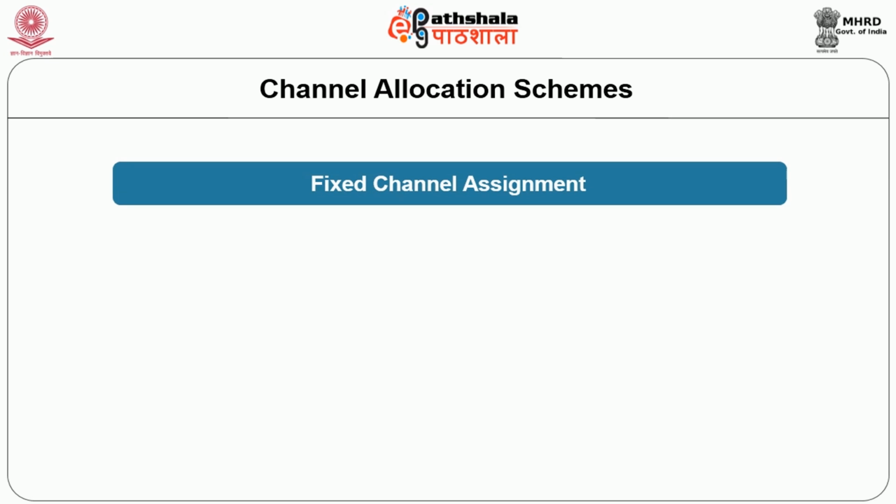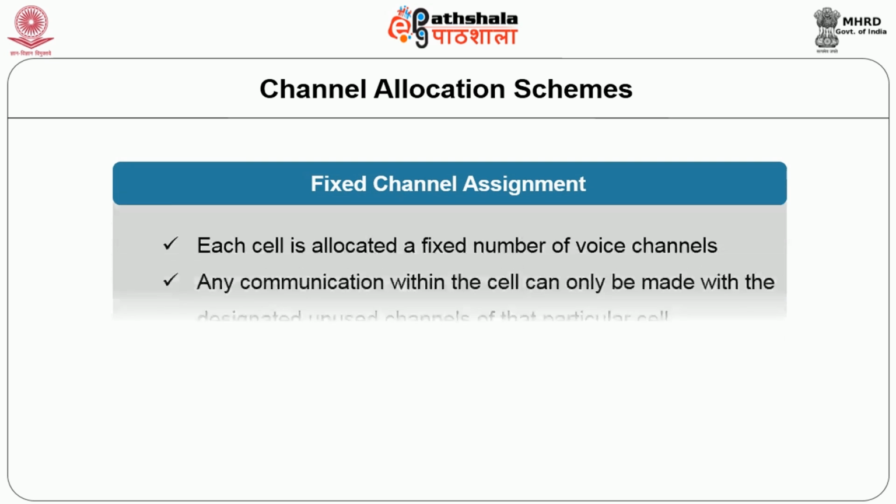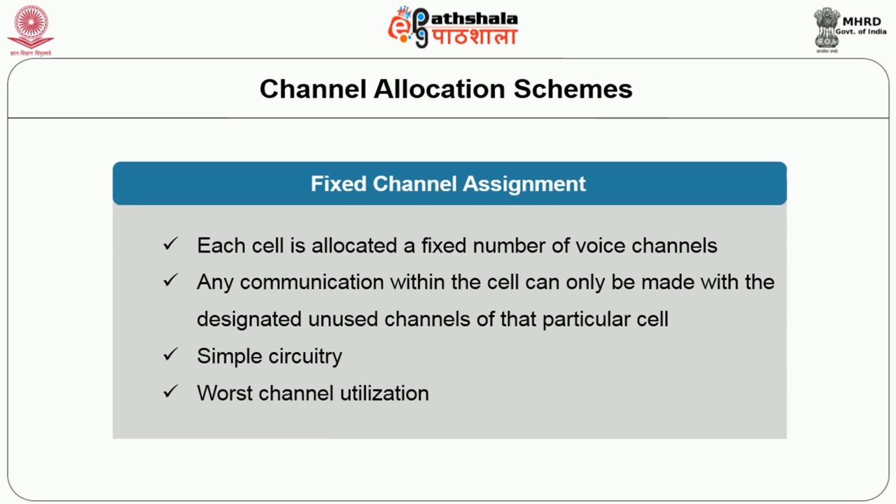There are two strategies, fixed channel assignment and dynamic channel assignment. In fixed channel assignment, each cell is allocated a fixed number of voice channels. So any communication within the cells had to be made using these voice channels only, and if a user wished to communicate and asks for a channel and all the channels are exhausted, then it will have to wait for another channel to get free, then and only then it will get that particular channel.